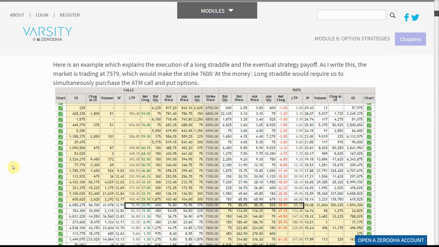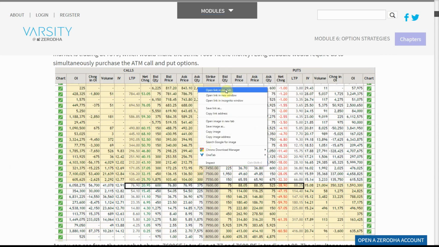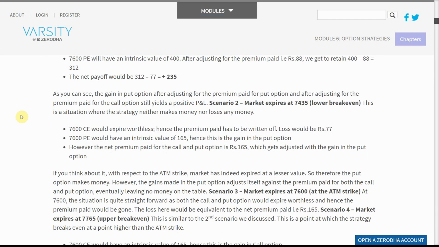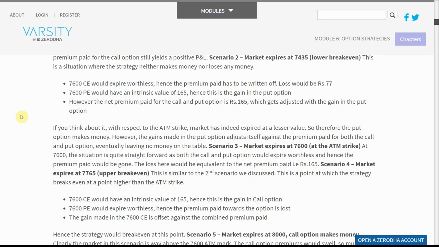Scenario 5: market expires at 8,000. Call option makes money. Clearly the market in this scenario is way above the 7,600 ATM mark. The call option premiums would swell, so much so that the gains in call option will more than offset the premiums paid. Let us check the numbers.